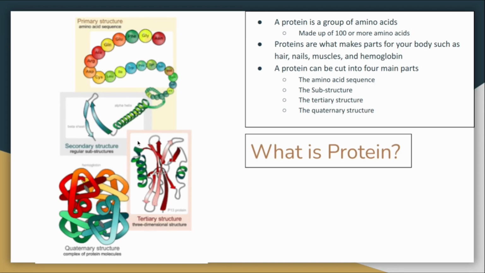Next we have the tertiary structure. This is the overall shape of the protein and is made up of the secondary structure.